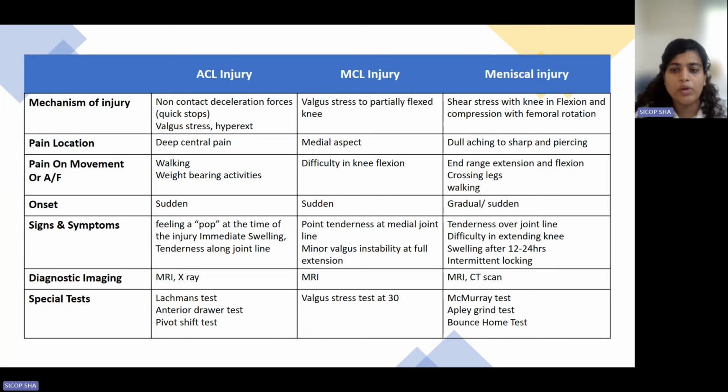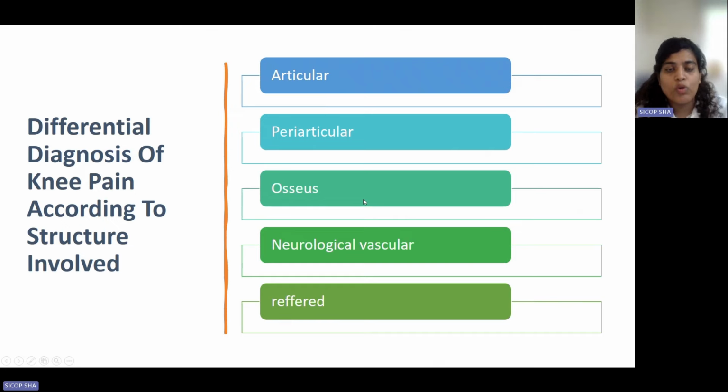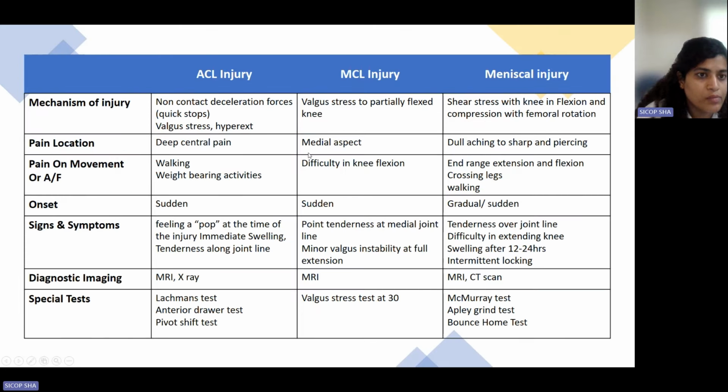Signs and symptoms: mostly the patient complains of tenderness over the joint line, difficulty in extending the knee, swelling after 12 to 24 hours, and intermittent locking because of the meniscal injury. The prime sign or symptom the patient can give you is locking of the joint, as we previously discussed. The positive special tests are the McMurray test, Apley's grind test, and bounce home test. So that was the differential diagnosis from the anatomical side.